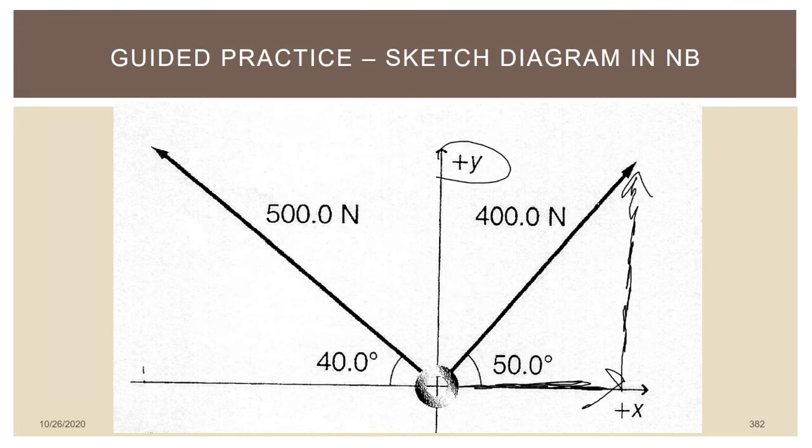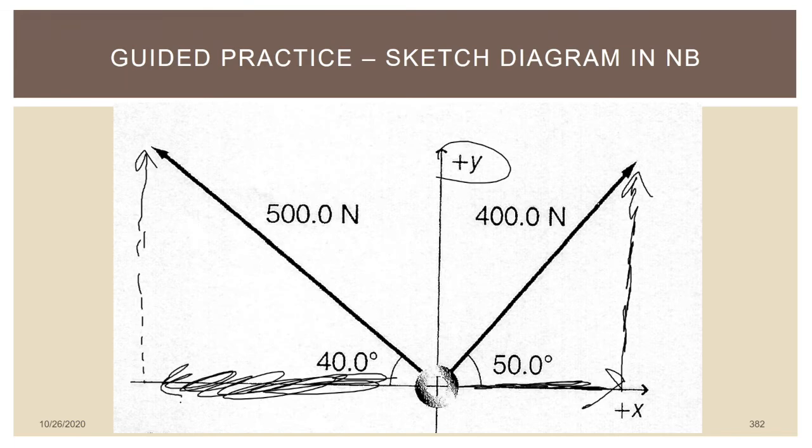Notice that's the same thing for the y component of this vector over here. It points straight up in the positive y direction. But if you notice, the x component of the 500 newton vector points to the left. And because it points to the left, it should be negative because it's not pointing in the plus x direction. It's pointing in the negative x direction, and that's the idea.